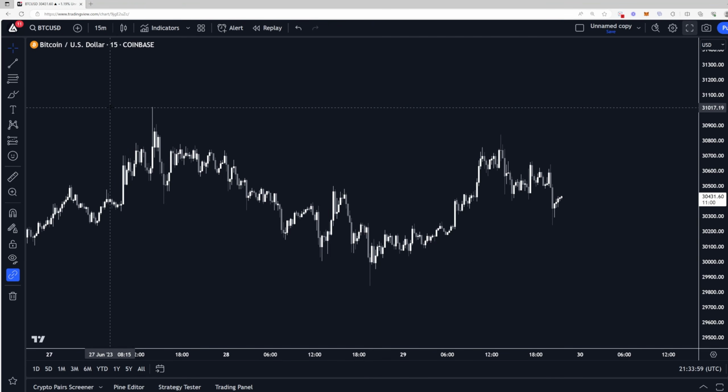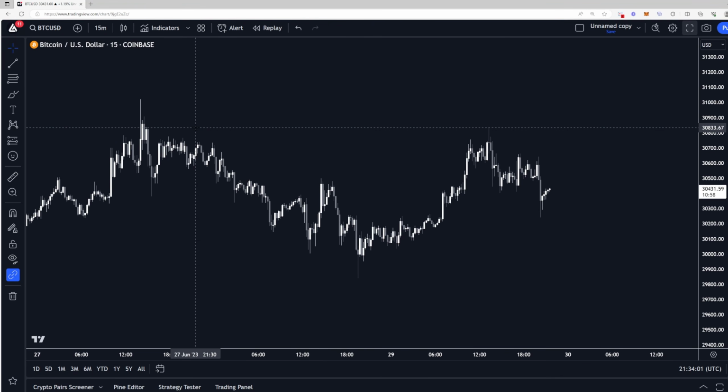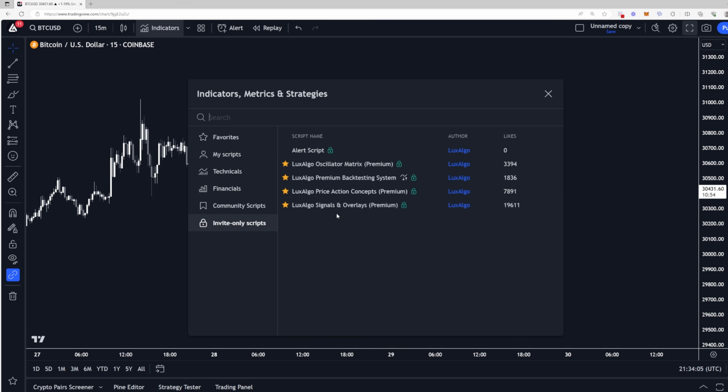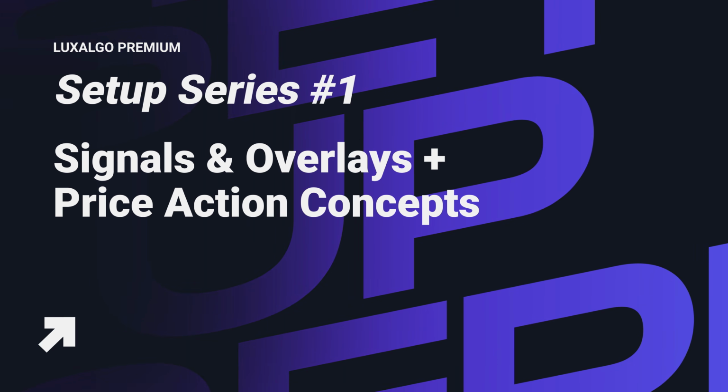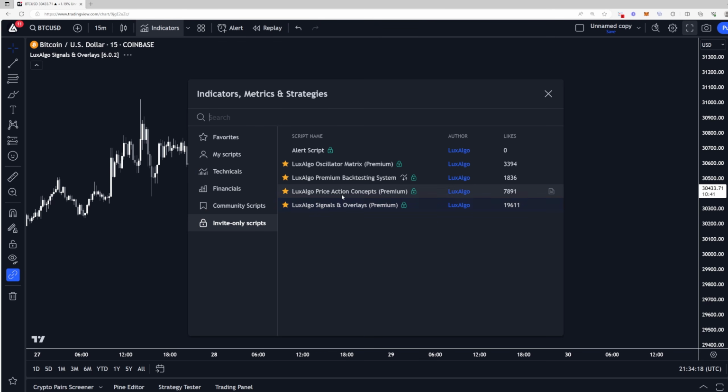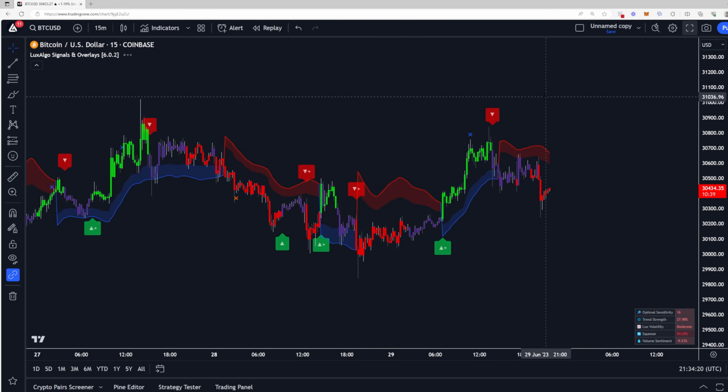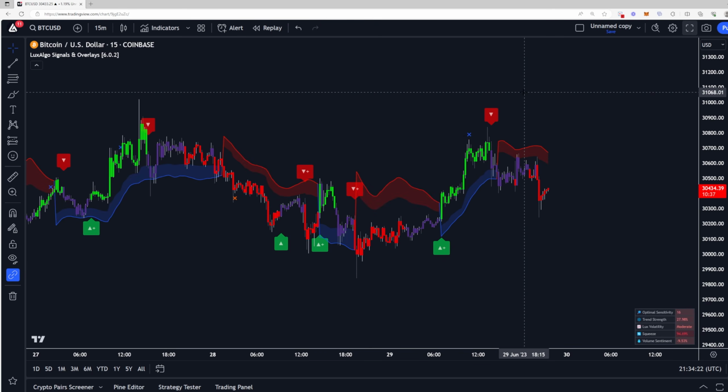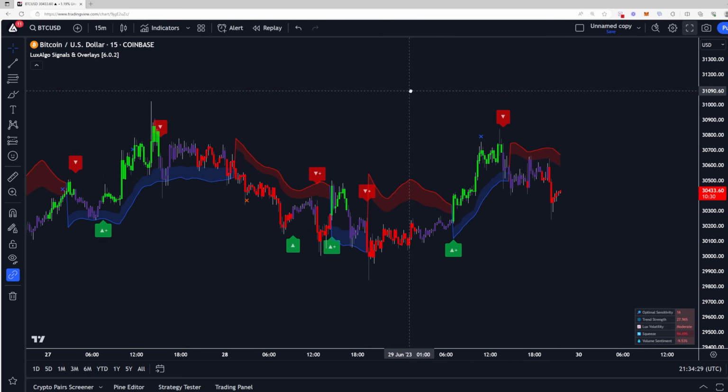Hey, what's up guys? In this video, we are going to be combining two LuxAlgo premium indicators to get a very powerful setup on our charts. And this is the beginning of a brand new series called the Setup series, where we are going to go through all of the premium features within LuxAlgo and find different combinations of features that you can use together to form trading strategies or just incorporate in your general technical analysis.